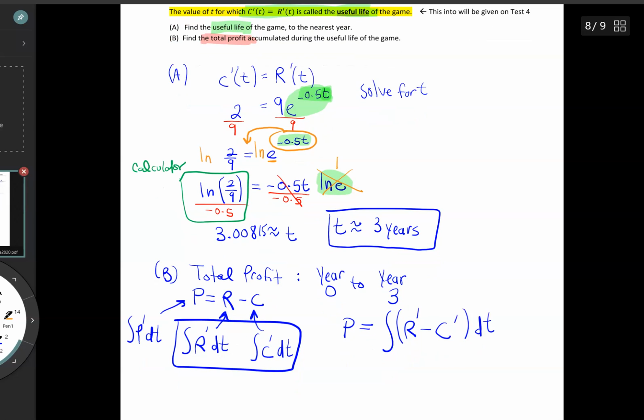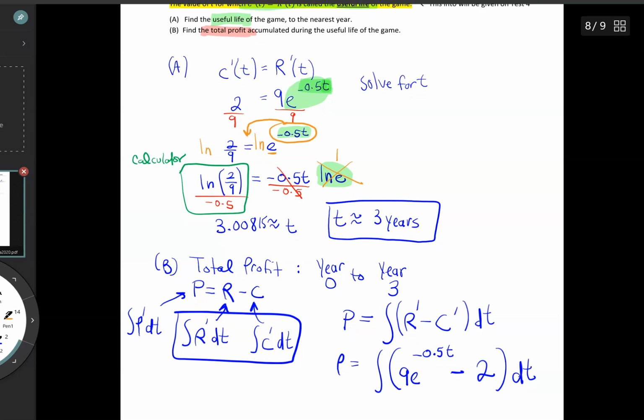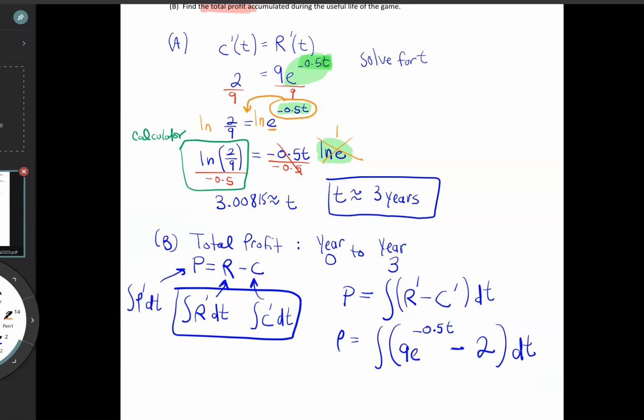So I'm just going to take the integral of my r prime function, which was 9e to the 0.05t, minus the cost function, which was a 2. There we go. And I'm going to write it as one big integral because we get to use technology. I don't have to do it by hand. So I'm just going to use technology to get this. If I was doing it by hand, I might want to split it into 2.